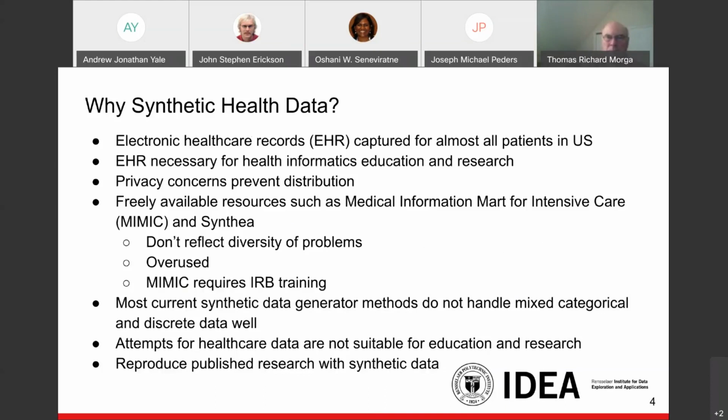We don't want to expose this medical information. Freely available resources such as Mimic or Synthea don't really solve this problem. They don't reflect a diversity of problems or are slightly different from what you would really want in an education or research setting. And most current synthetic data generation methods don't handle mixed categorical and discrete data very well. Finally, existing attempts for healthcare data are not really suitable for education or research.